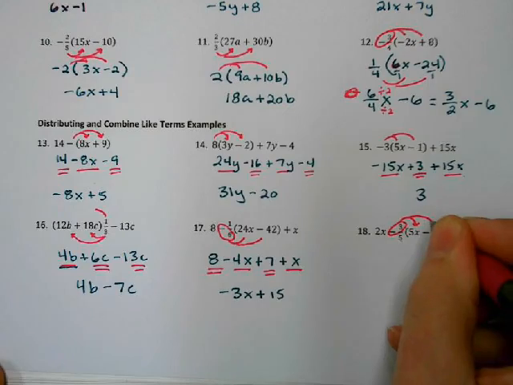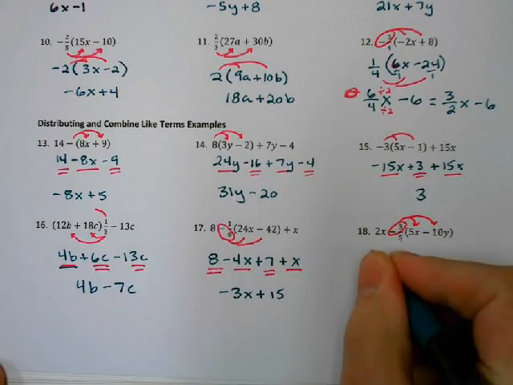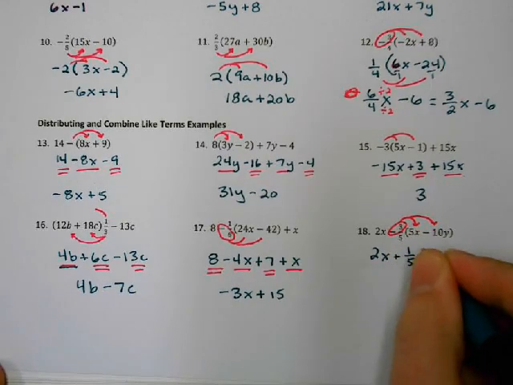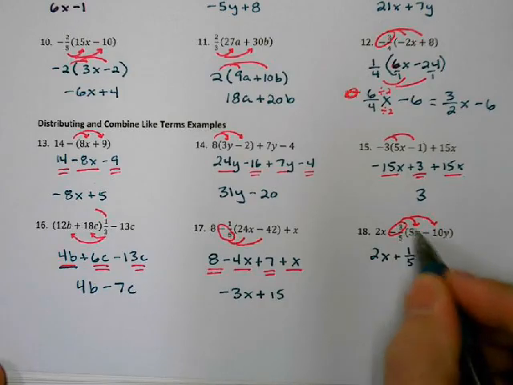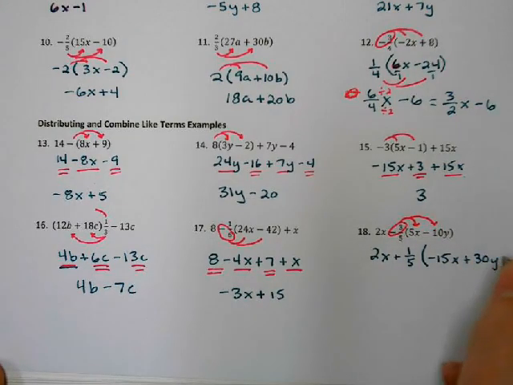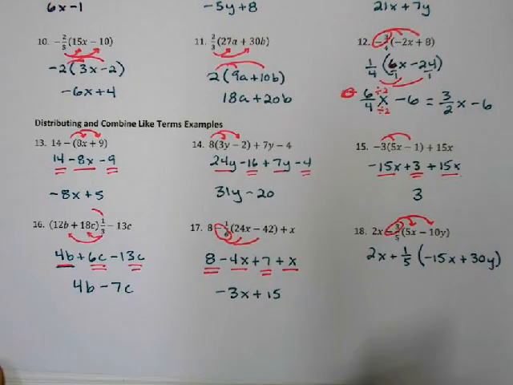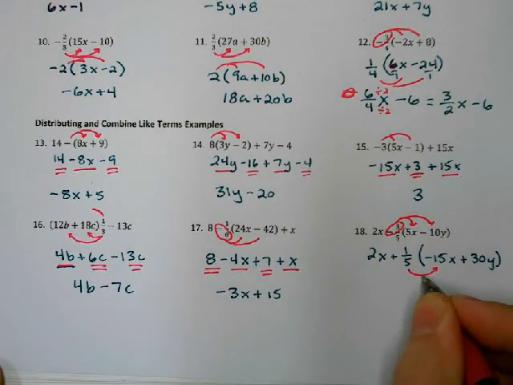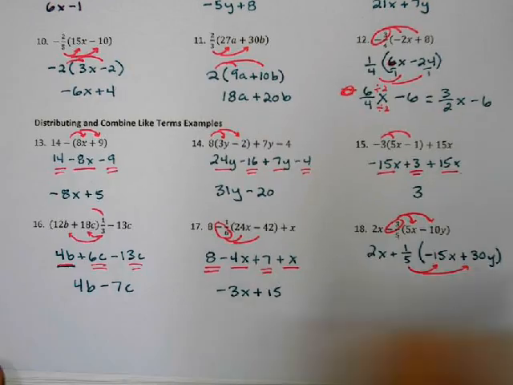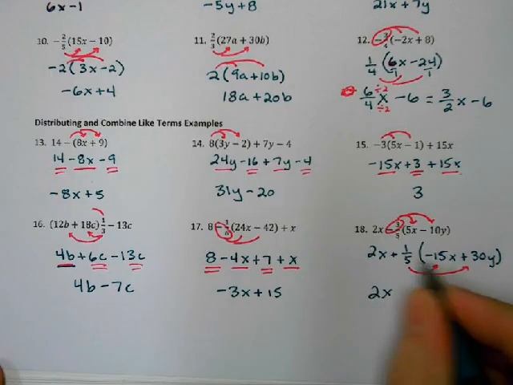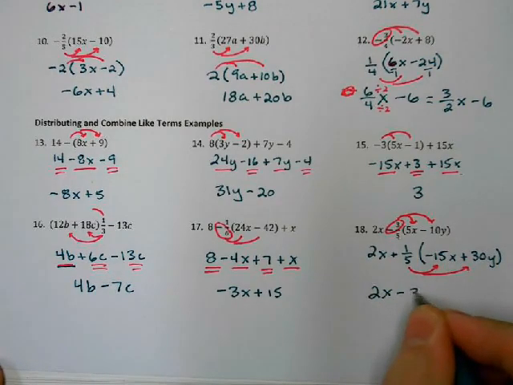I get 2x. I have not distributed the 1/5 yet. And then negative 3 times 5 is negative 15x. Negative 3 times negative 10 is positive 30y. All right. Now I'm going to distribute the 1/5 part, so dividing by 5. All right. So I get 2x. 5 goes into 15 3 times, so that's negative 3x. And 5 goes into 30 6 times, so that's 6y.